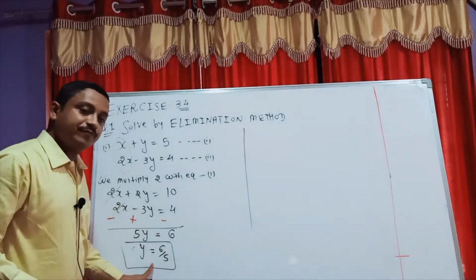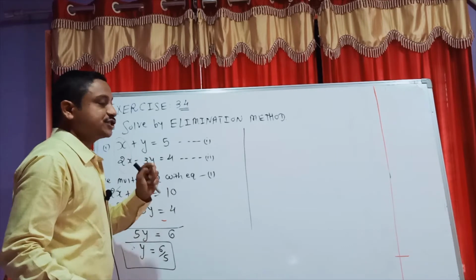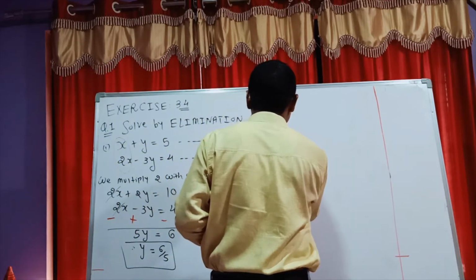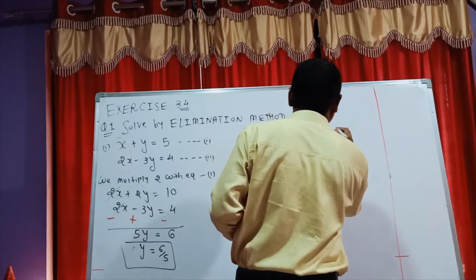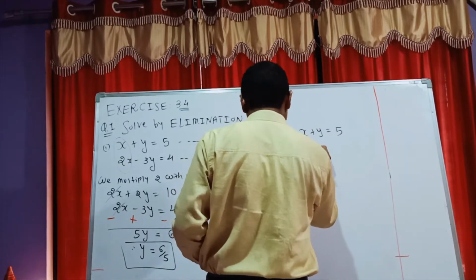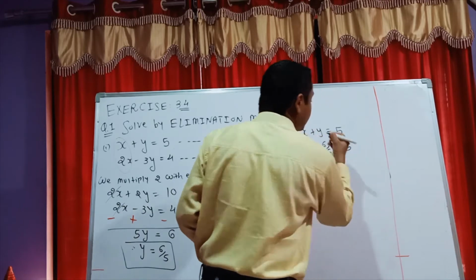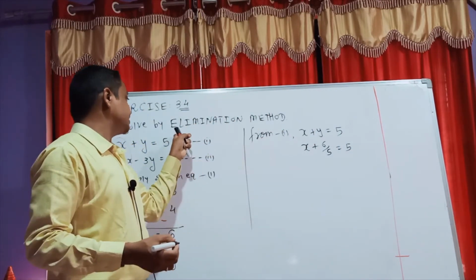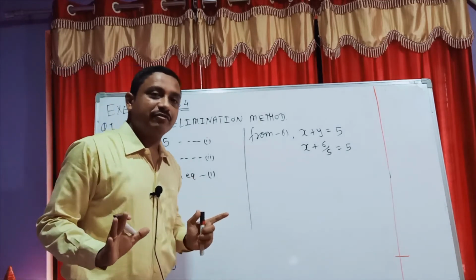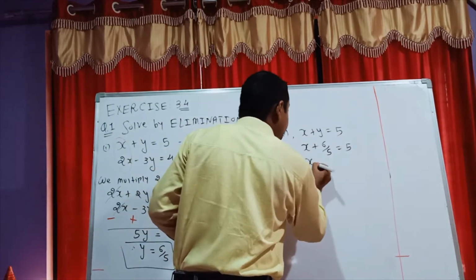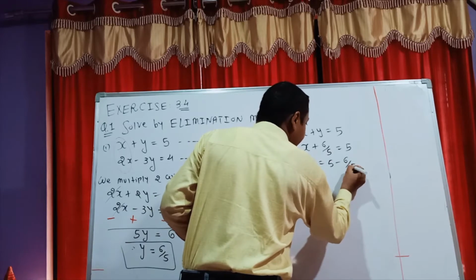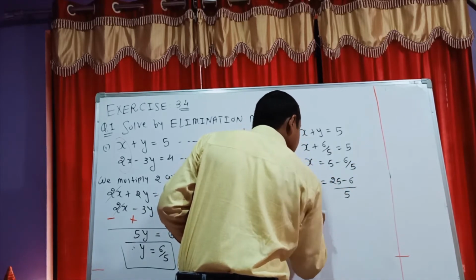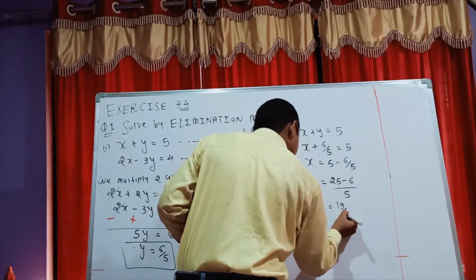Now students, this y value, as you like, apply it in the first or second equation. I go to the first. From the first, x plus y is equal to 5, and here putting the value 6 by 5 for y. I just apply this value of y in the first equation. Students, you can also apply it in the second equation, and this is also true. So x is equal to 5 minus 6 by 5, which is surely 25 minus 6 by 5, that is 19 by 5.